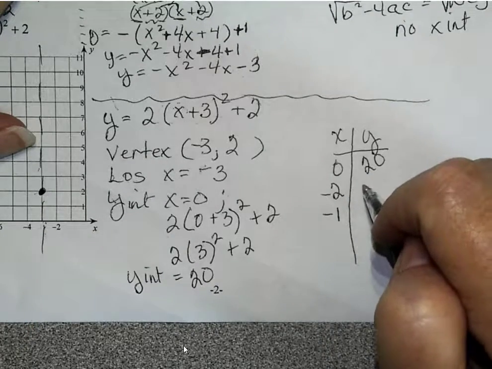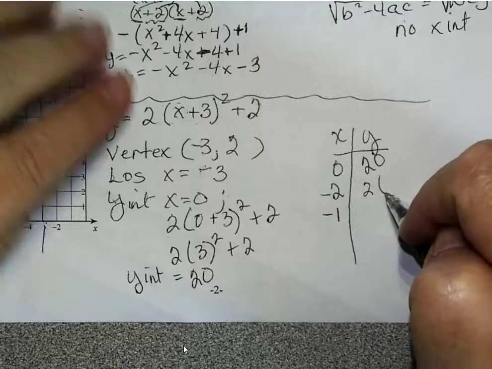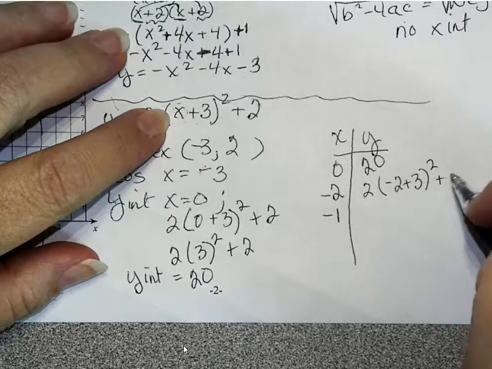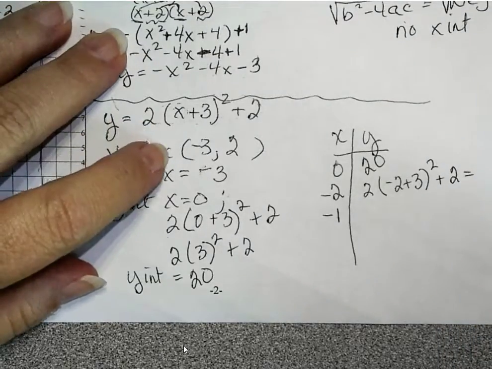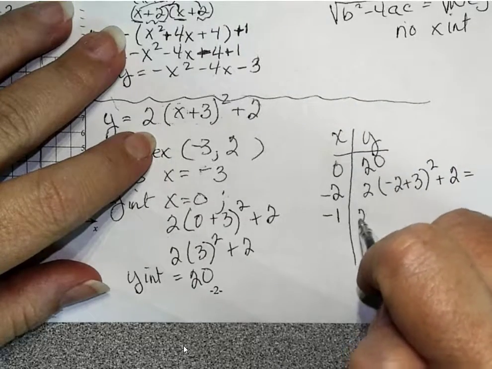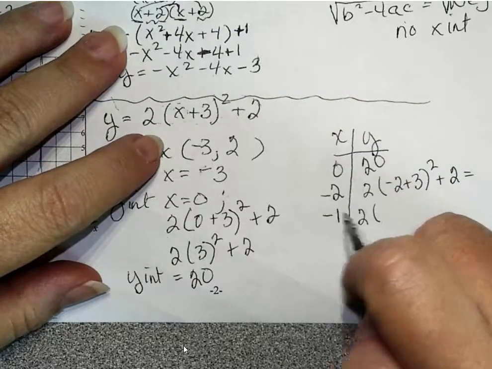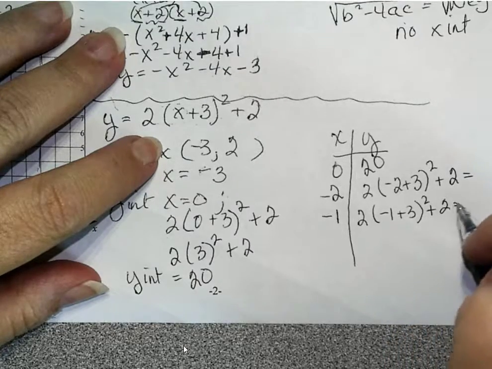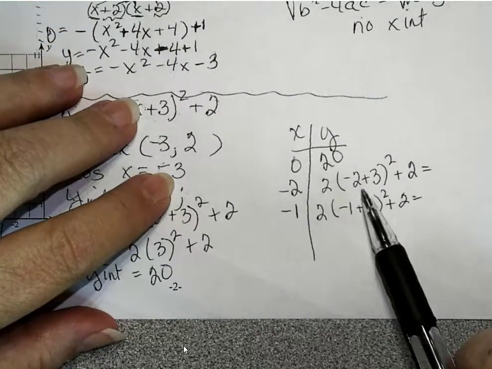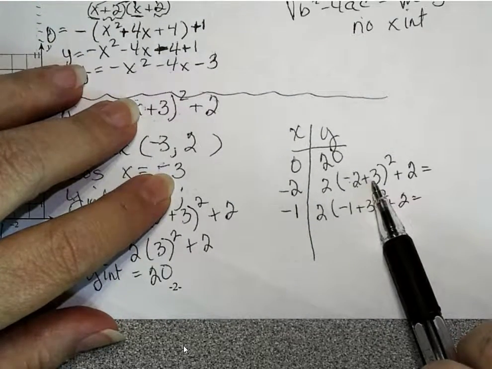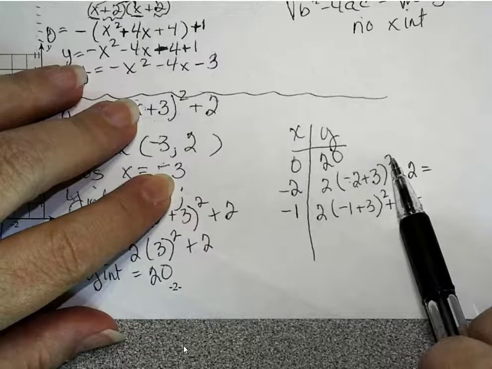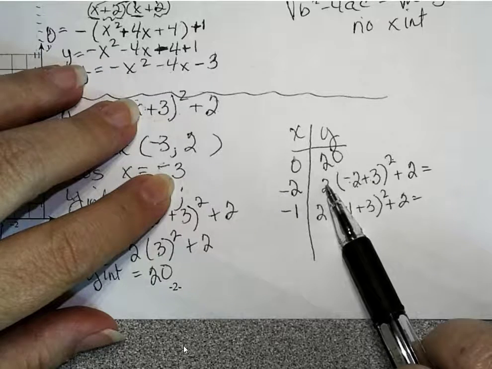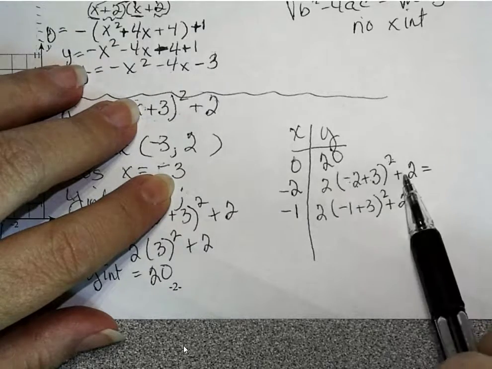So what I'll do is I'll say y is equal to 2 times negative 2 plus 3 squared plus 2, and figure out what that is. See if that number is helpful. And also I'm going to say 2 times, using this as an input, negative 1 plus 3, quantity squared, plus 2, and see what I get when I come up with that. Okay, so I'm going to have negative 2 plus 3, that's going to be 1. 1 squared is 1. 1 times 2 is 2, and 2 plus 2 is 4.